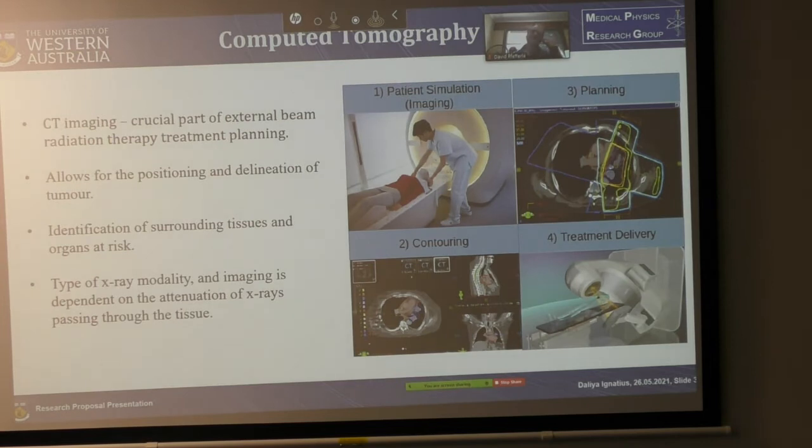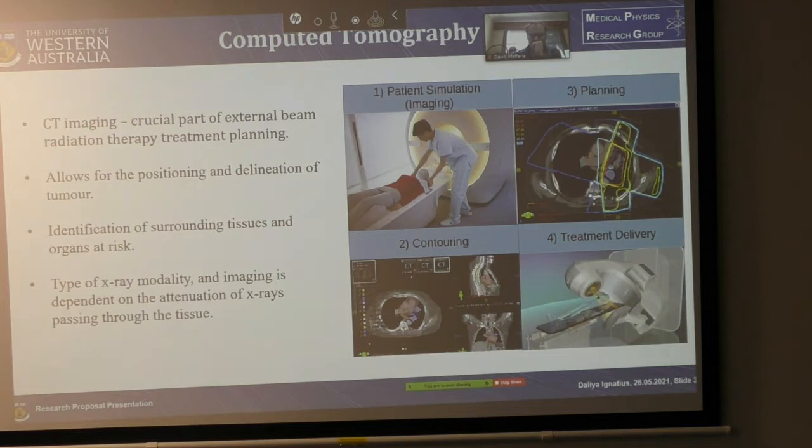So moving on, a quick introduction. So why is imaging important in radiation therapy? In external beam radiotherapy treatment planning, imaging plays a crucial part. And as we can see in this image here, CT imaging takes up a quarter of the full process, and that is because it allows for the positioning and delineation of tumor. It also identifies any surrounding tissues and organs at risk. And as you know, CT imaging is a type of X-ray modality, and the imaging is dependent upon X-rays that are passing through the tissues.